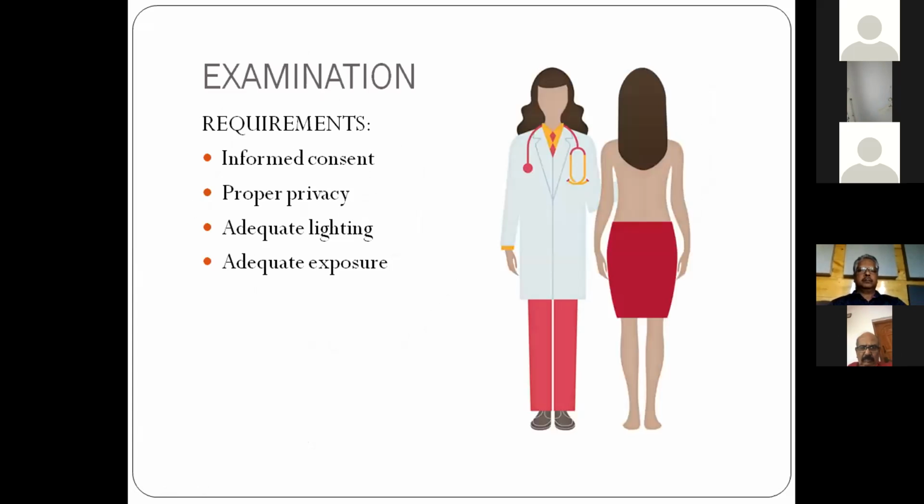So whenever you start with breast examination, there are a few important requirements, most important of which is informed consent. You have to inform the patient properly what you're going to do. You have to inform the patient about breast clinical examination. It has to be done. There has to be proper privacy, adequate lighting, and you have to have a female attendant. If a male doctor is examining, you have to have a female accompanying the patient. These are very important prerequisites before you start your breast clinical examination.